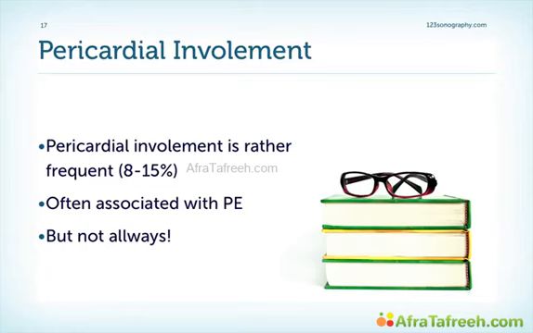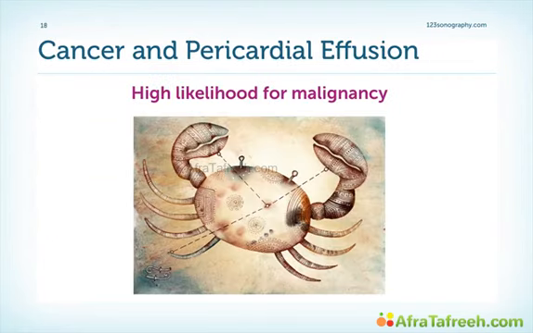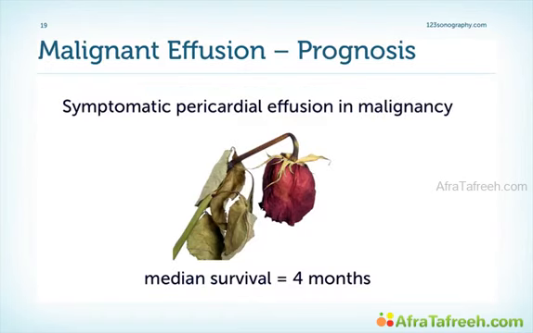There are also other reasons for a pericardial effusion if someone has cancer. But in general, if you find a pericardial effusion in someone who has cancer, then there is a fairly high likelihood that he has pericardial involvement in some form. And what does it mean if someone has pericardial effusion in the setting of cancer? Well, it means a poor prognosis, especially if the pericardial effusion is symptomatic. Then the patients have a median survival somewhere in the range of only 4 months.